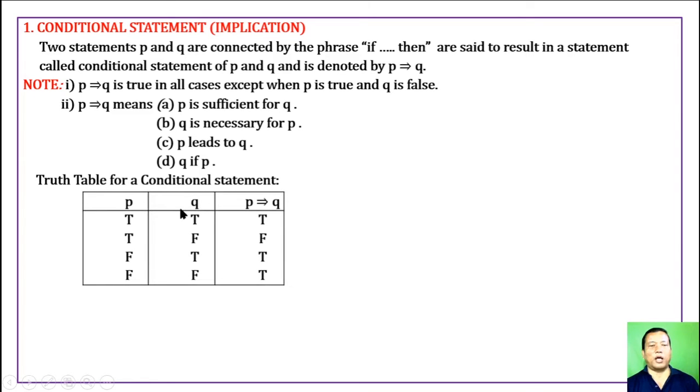Statements P and Q are component statements. The two are connected by if then, that is, if P then Q, which implies P implies Q. If P is true and Q is true, then if P then Q has truth value T. TF is F, FT is T, FF is T. Remember, TF is false. Others are true.